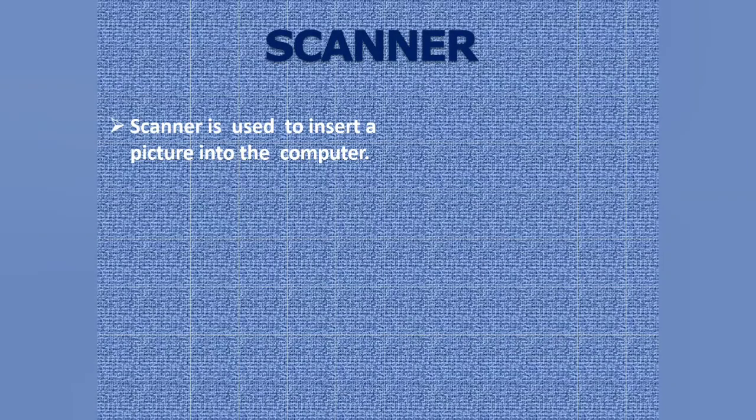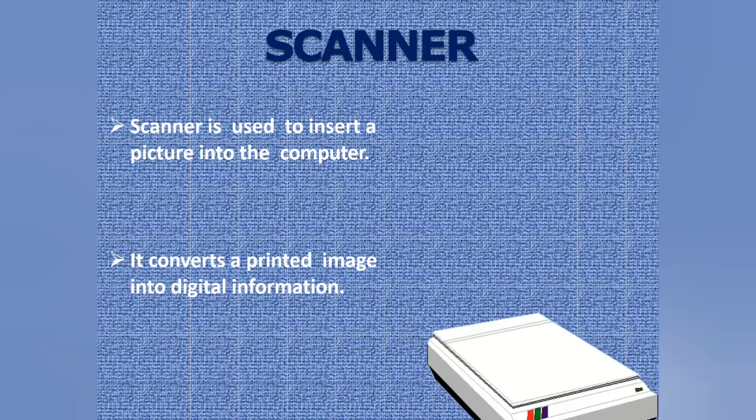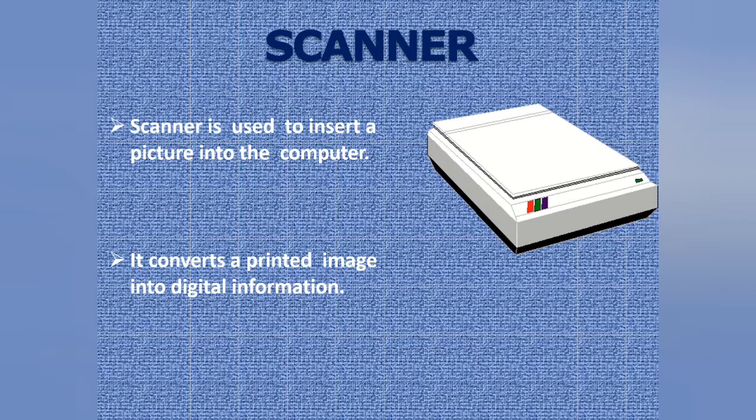The next device is the scanner. So this also will be familiar. As we all know, the scanner is used to insert a picture into the computer. This is a peripheral device that converts a printed image into digital information. Peripheral means something relating to or situated on something, that is, a scanner which is attached to the computer. In scanners, there are many varieties such as flatbed scanner, handheld scanner, etc. According to the usage, they are classified.